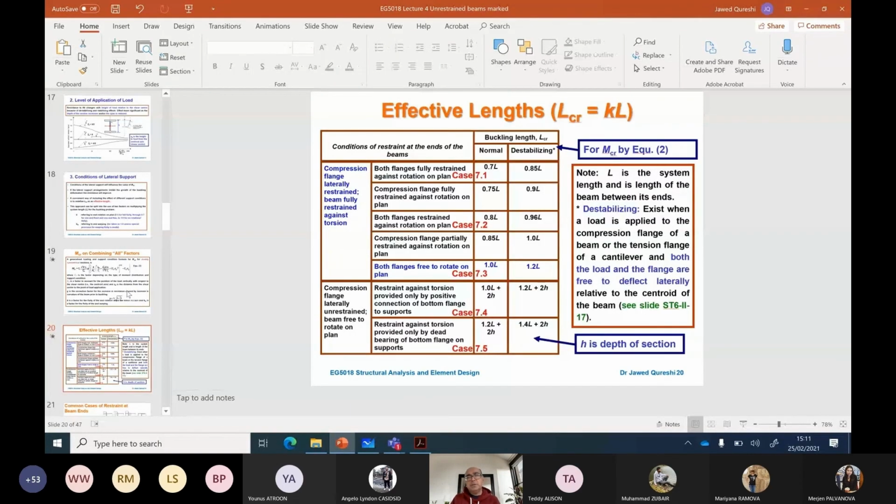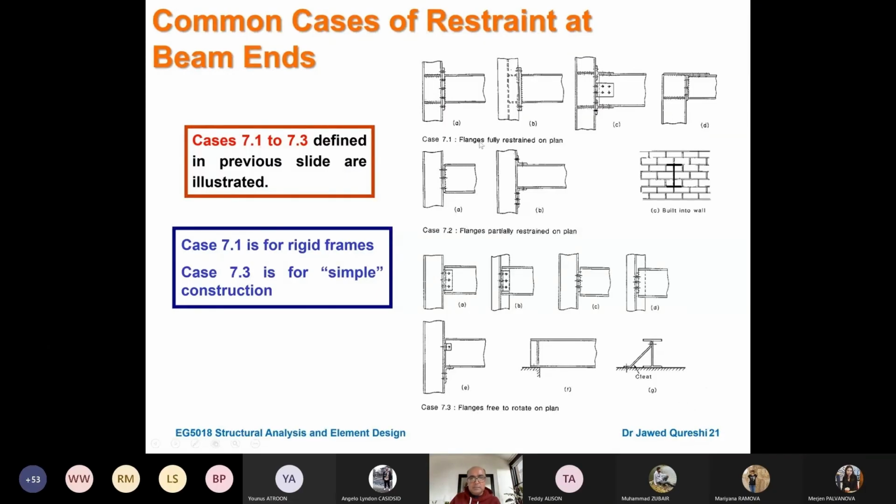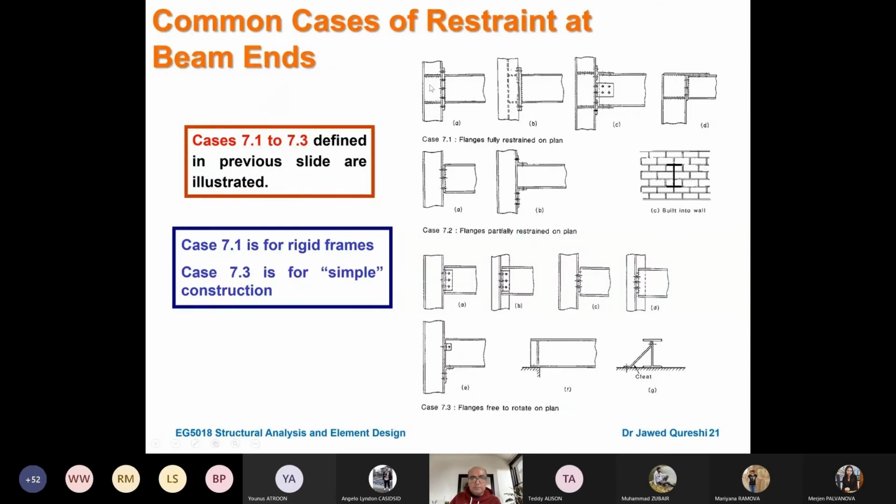Another key thing which I wanted to highlight is this LCR. There are various parameters for LCR similar to columns, but the most common one is LCR is equal to 1 times L, which is the situation when you have pinned connections at the ends. Now here you can see that the first condition is fully restrained. This is the case when we use LCR is equal to 0.7 times L. You can see that the flange of the beam is attached with the column with the help of an extended end plate, and then you have these stiffeners as well that will prevent the column from rotating. It means that the beam is rigidly connected to the column.